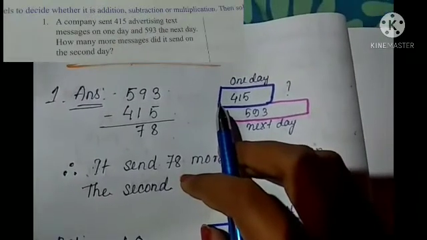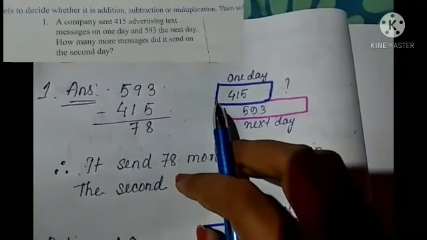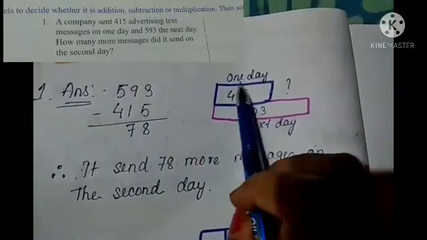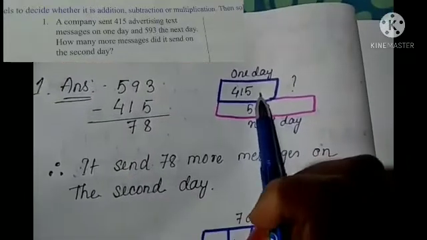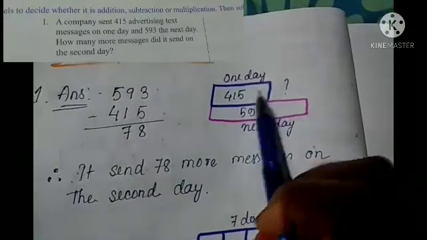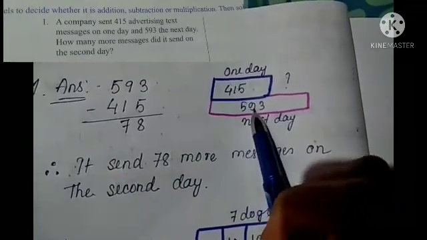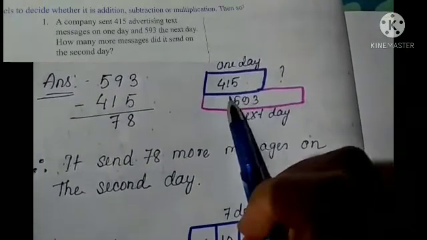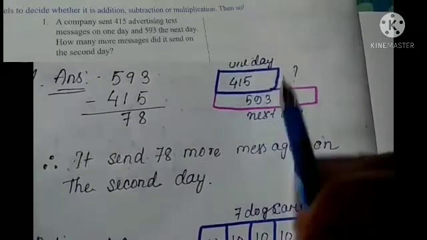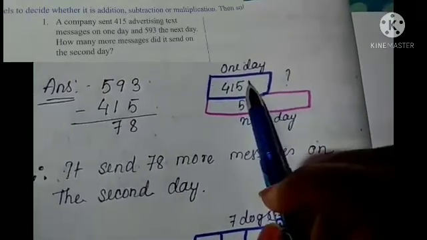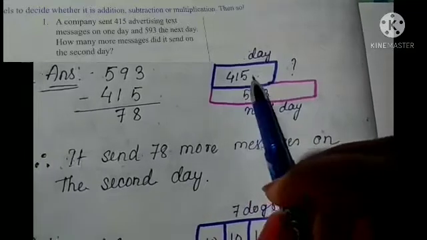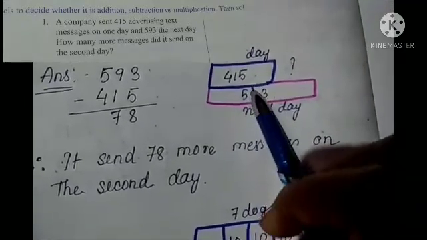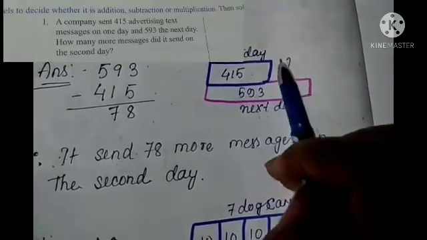A company sent 415 advertising text messages on one day. Okay, so you can see in the model also I have written, in one day how many text messages: 415, and 593 on the next day. So the next day it is given 593, and it is asked how many more messages did you send on the second day. So this was the first day and this was the second day. On the first day 415 text messages, on the second day 593 messages. So you can see this one is more than the first day. So we have to find out how much more.